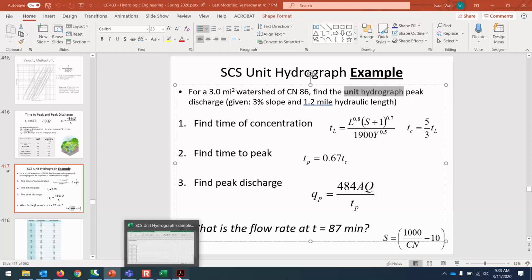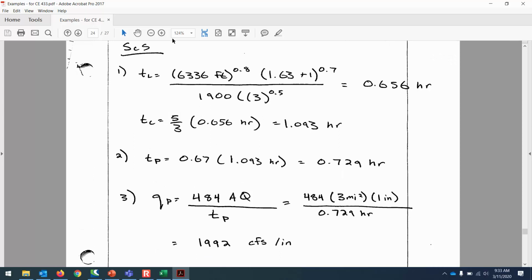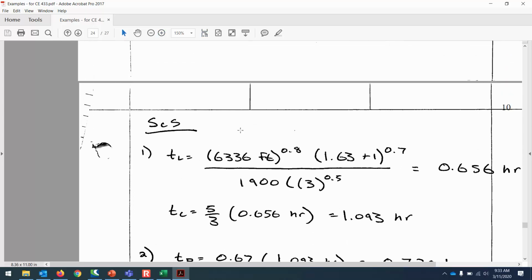Where did you get the T sub L? 1.36. 0.56. Oh, okay. I put my slope in as a decimal and not a number. Yeah.